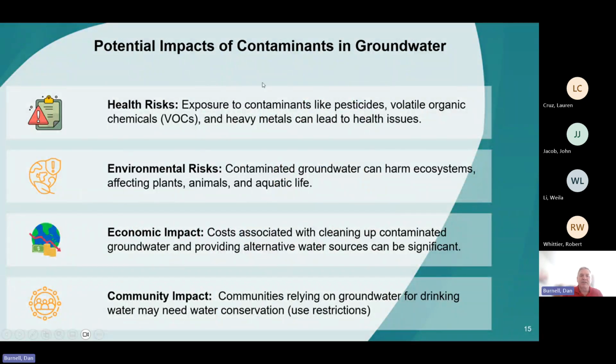So let's look at some of the potential impacts of contaminants in groundwater. And some of them are, for example, health risks. Exposure to different chemicals can lead to health issues. There's also environmental risks. Contaminated groundwater can potentially harm ecosystems, plants and fish and aquatic life and animals. And if we do have impacted soil or groundwater, then there's an economic impact because there's a cost to clean up the groundwater and the soil. And there's also a community impact. Sometimes we may need to have water conservation or use restrictions until the water is cleaned.